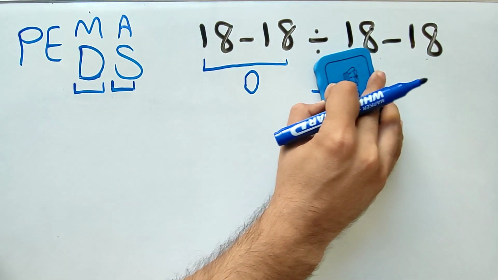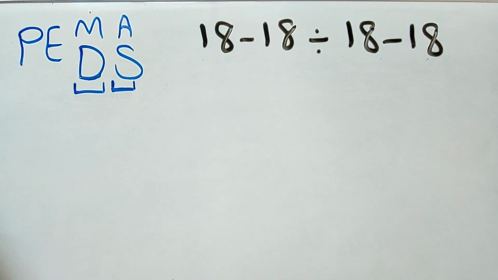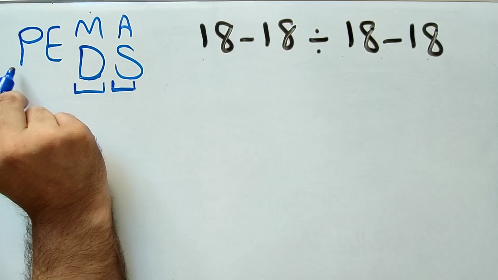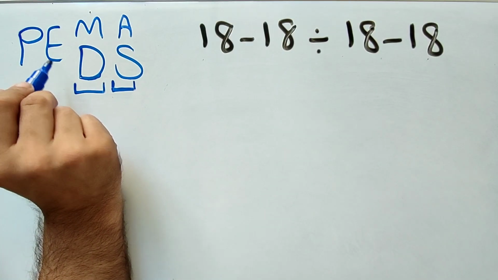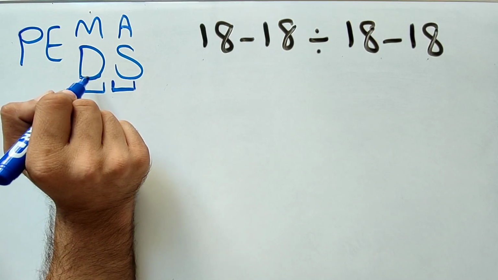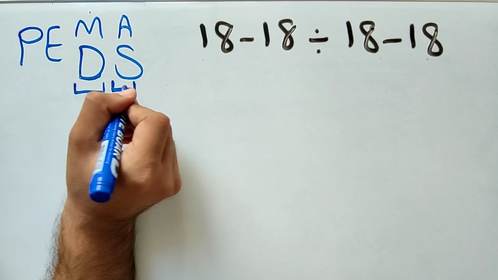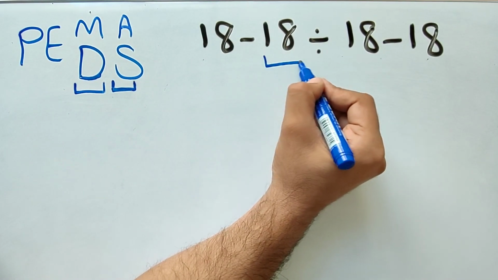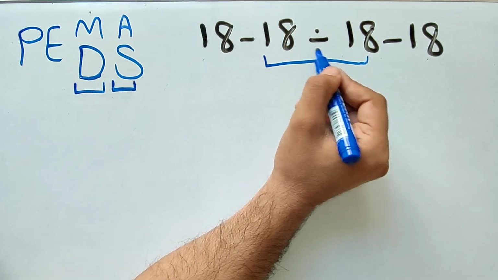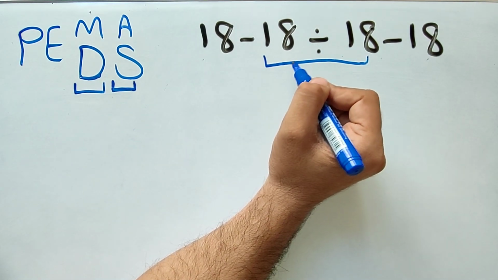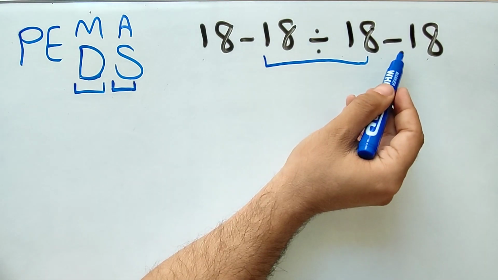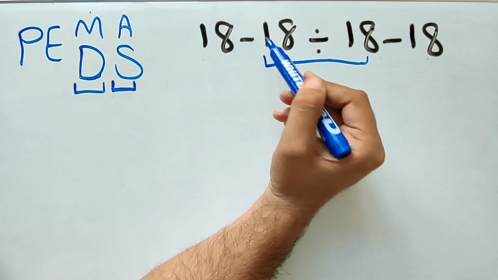According to the rules of mathematics, PEMDAS, that is here, we have to solve this math expression in this way. First parentheses, then exponent, then multiplication and division, and then addition and subtraction. According to this rule, we have one division here that we have to solve first. As we know, division has a higher priority than these subtractions.